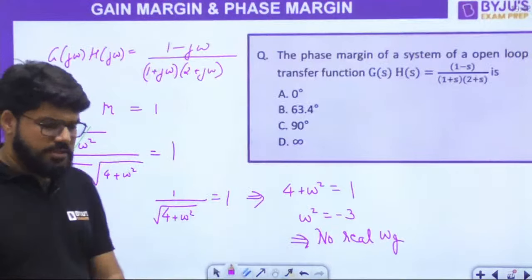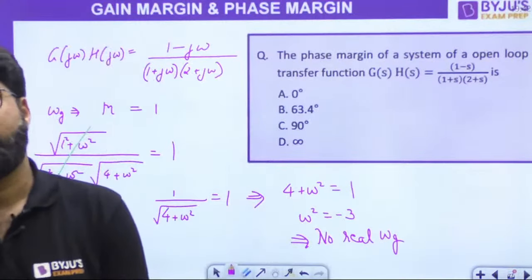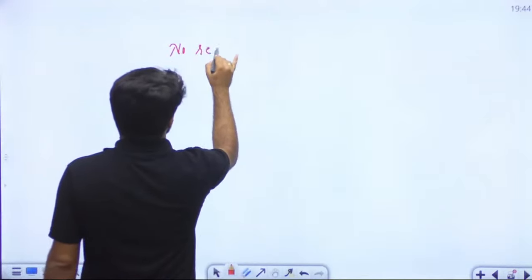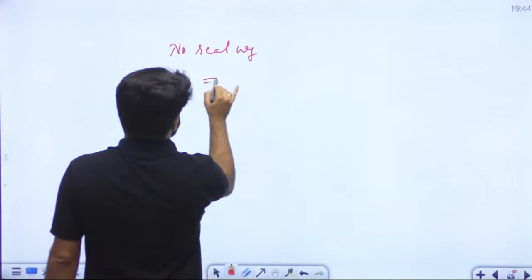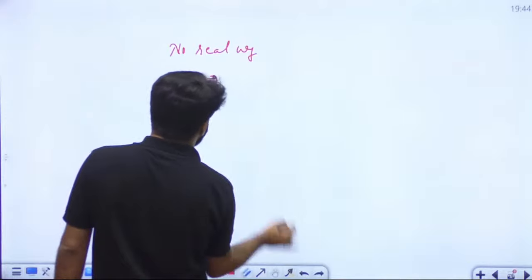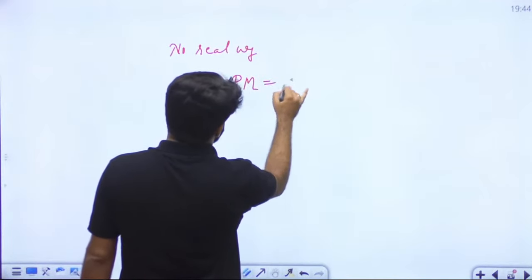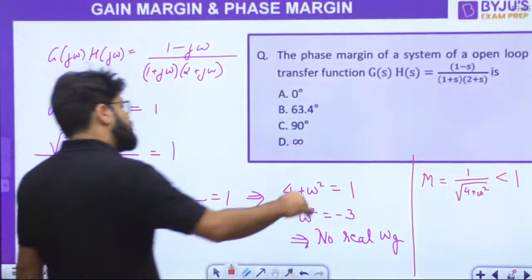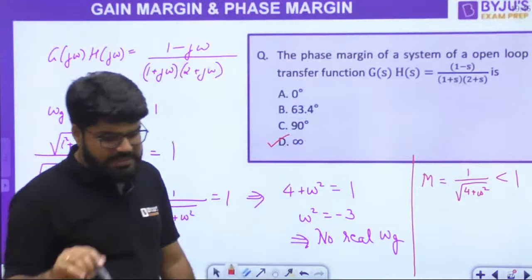So what should be the phase margin? There is no gain crossover frequency, so what should be the phase margin? I will explain. The system has no real ω_g. What is the phase margin of such a system? It is infinity. Option number D. It is always going to be stable. It is never going to intersect the unit circle.